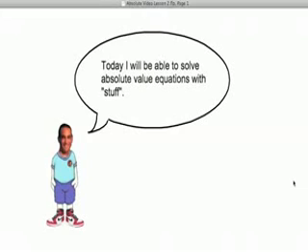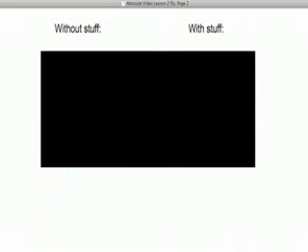And as you can see, your objective says today you will be able to solve absolute value equations with stuff. And I'm going to show you what that stuff is before we get started. A little compare and contrast with a couple different equations. So over here you're going to see without stuff, and over here you're going to see with stuff. And I just want you to think before I say anything, what is the stuff that Mr. Eckert is talking about?